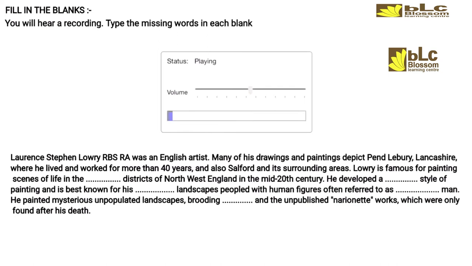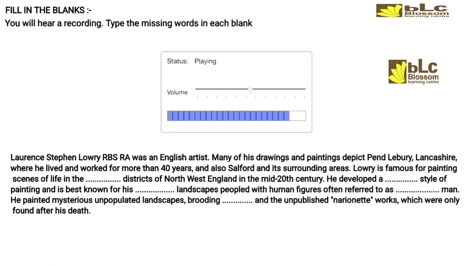Lawrence Stephen Lowry RBA was an English artist. Many of his drawings and paintings depict Pendlebury, Lancashire, where he lived and worked for more than 40 years, and also Salford and its surrounding areas. Lowry is famous for painting scenes of life in the industrial districts of northwest England in the mid-20th century. He developed a distinctive style of painting and is best known for his city landscapes peopled with human figures often referred to as matchstick men. He painted mysterious unpopulated landscapes, brooding portraits and the unpublished Marionette works, which were only found after his death.